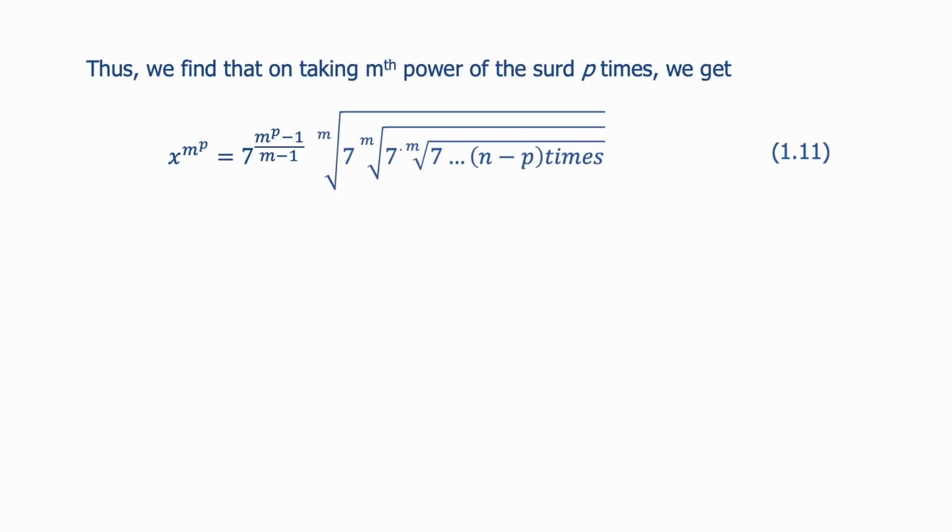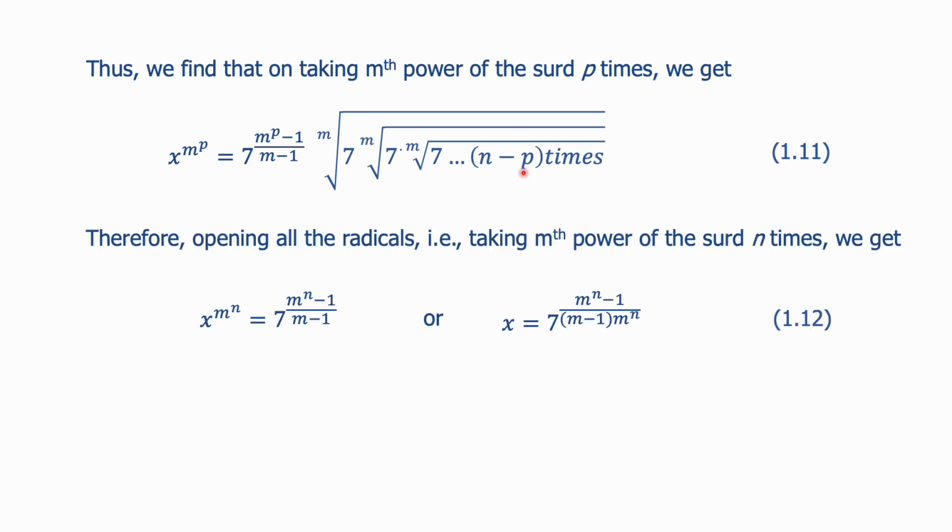Thus, we find that on taking the mth power of the surd p times, we get x to the power m to the power p equals 7 to the power (m to the power p minus 1) by (m minus 1), multiplied by the mth root of 7 multiplied by 7, whole mth root, multiplied by 7, whole under mth root, repeated n minus p number of times.